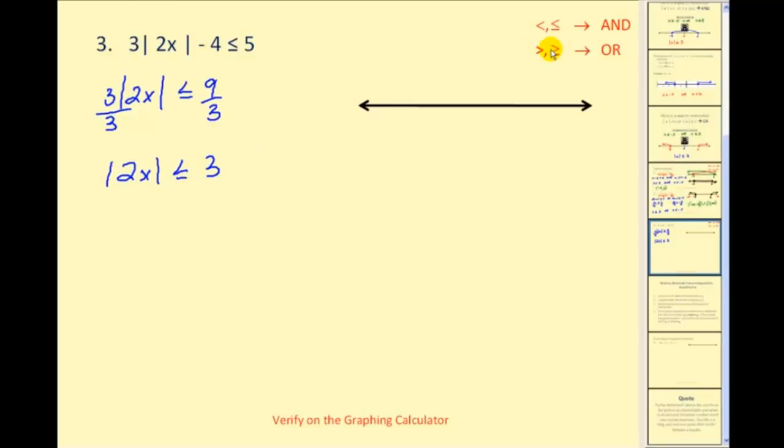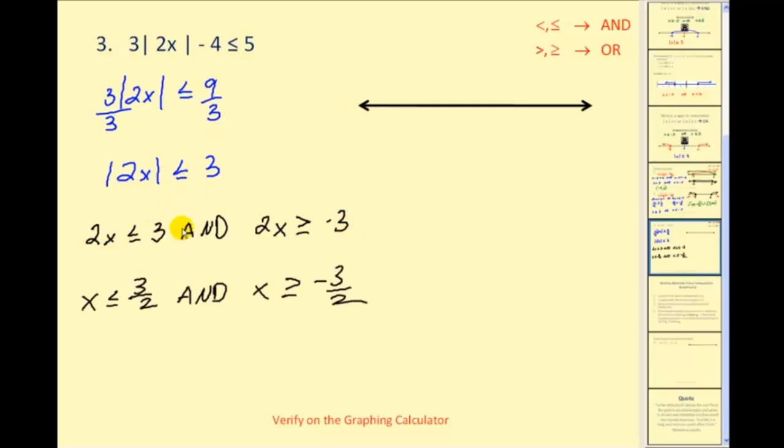Now we determine that this will be a compound inequality using "and." So our first inequality will be 2x less than or equal to positive 3 and 2x greater than or equal to negative 3, reversing the inequality symbol and changing the sign of the 3. Let's go ahead and graph this.